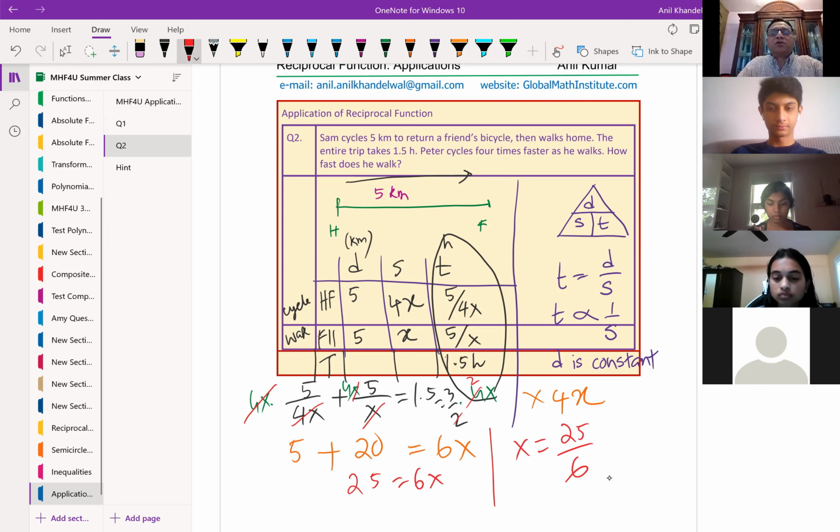How fast does he walk? That was the walking speed, correct? x is my walking speed. So we know so many kilometers per hour is my answer. Is that clear to you? Easily, using reciprocal functions, we have solved this question.